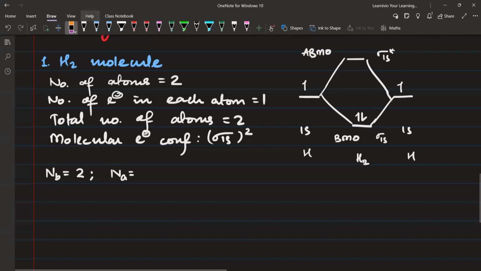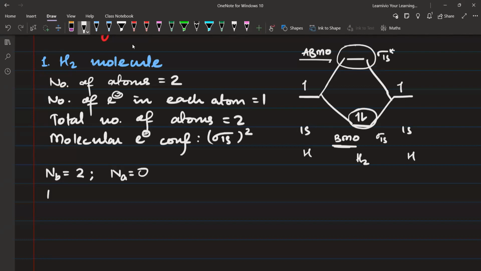This is bonding orbital, yes or no? Yes, sir. This is anti-bonding. How many electrons are present in the bonding? Two. How many electrons will be in anti-bonding? Zero. That is it. Number of bonding is equal to 2, number of anti-bonding is equal to 0.